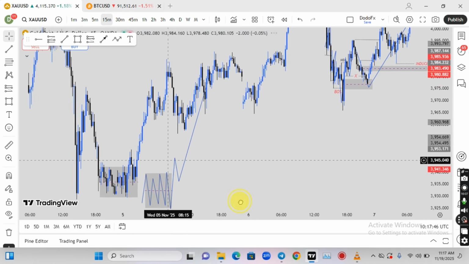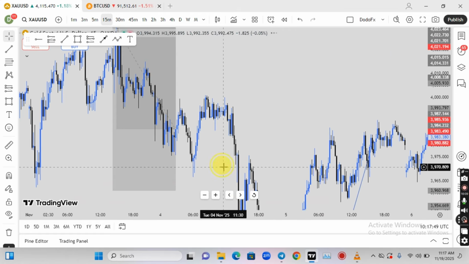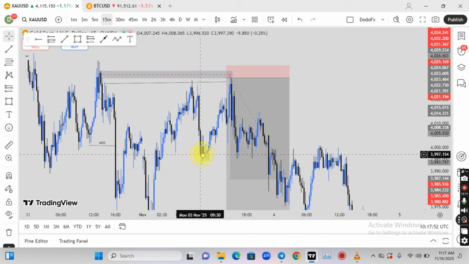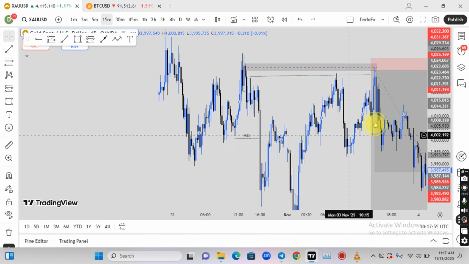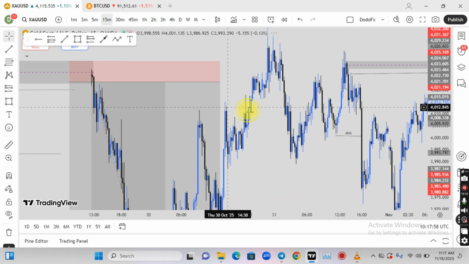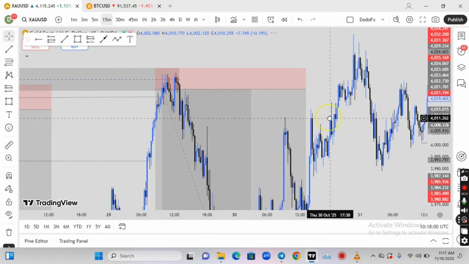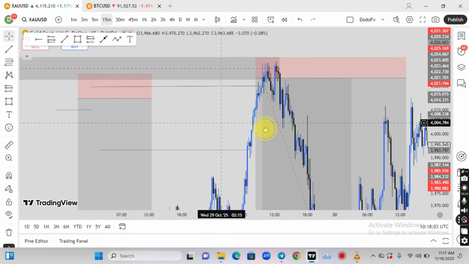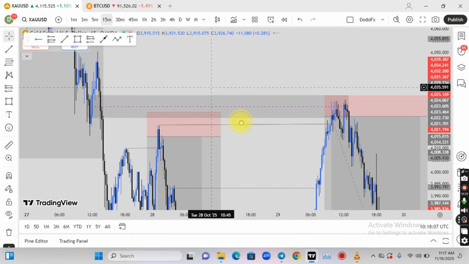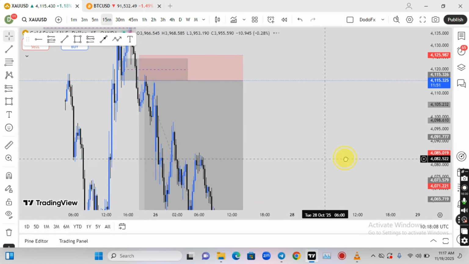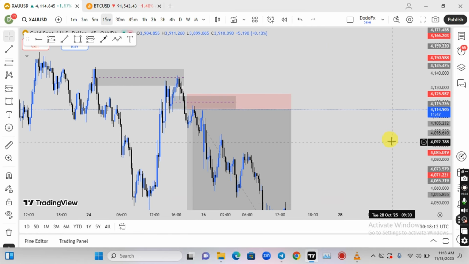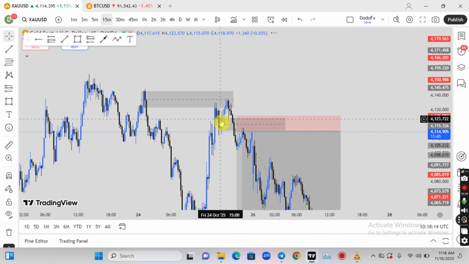Sorry, I'm trying to look for maybe other zones to show you guys. Breaker block entries. I don't want to talk about breaker block entry right now. All these ones are breaker block entries. I don't want to talk about them. This is an order block entry here.